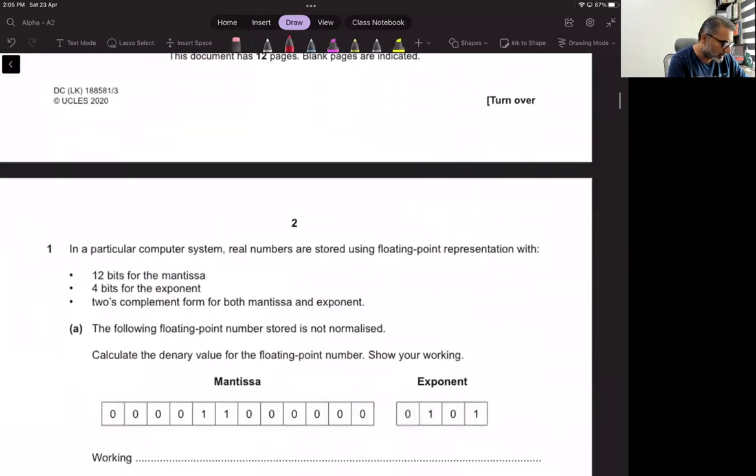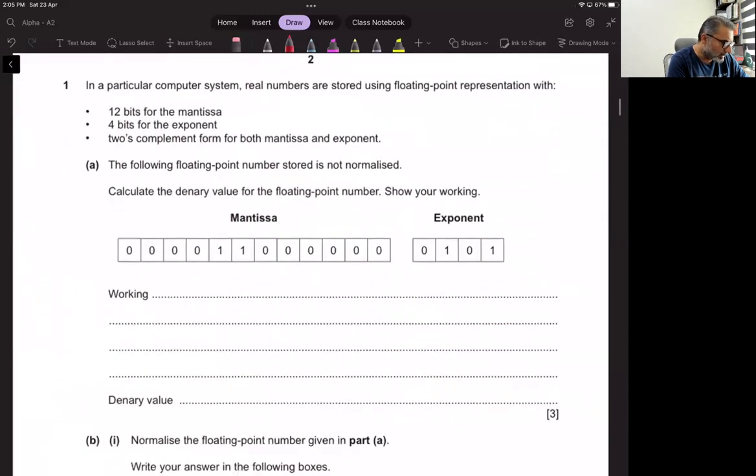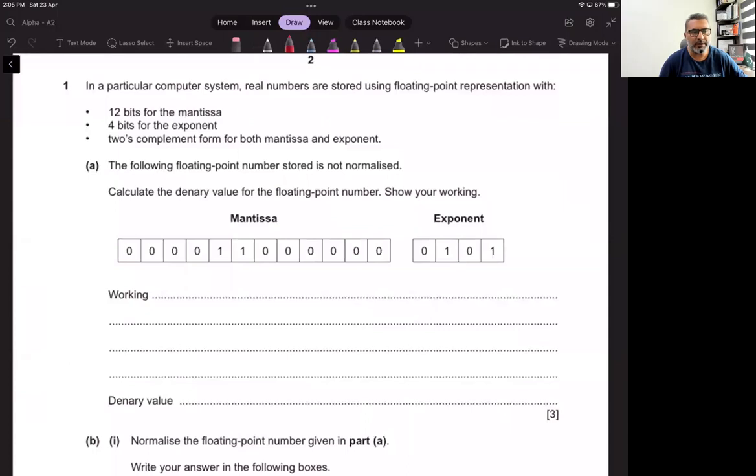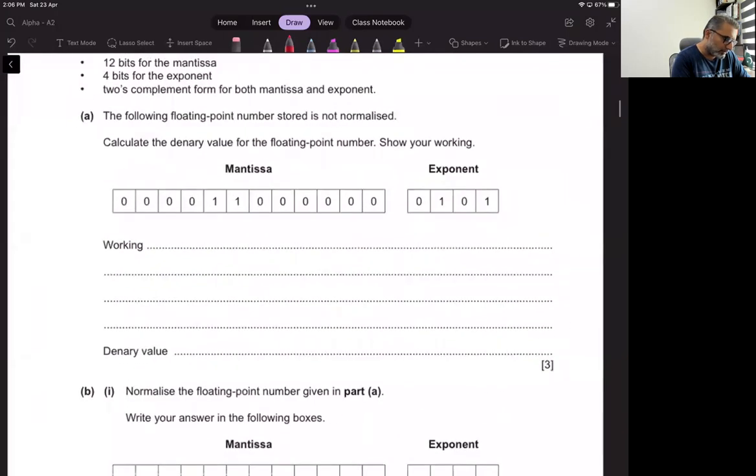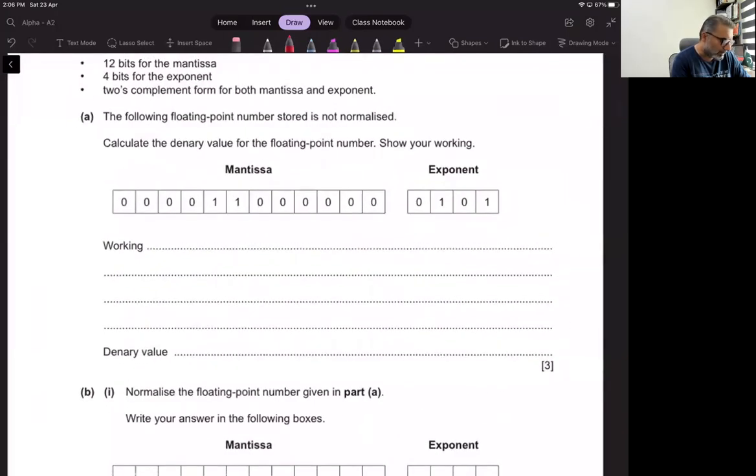P319608. Question number 1. In a particular computer system, real numbers are stored using floating point representation with 12 bits for mantissa and 4 bits for exponent, two's complement form for both mantissa and exponent. The following floating point number stored is not normalized. So what we have to do, we have to first normalize it. Calculate the denary value for the floating point number.